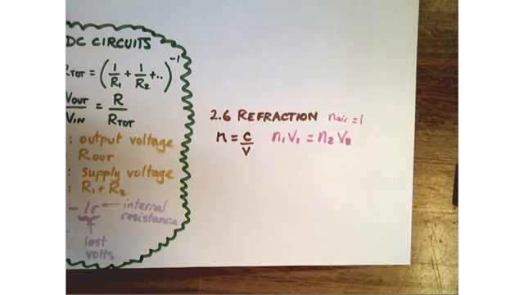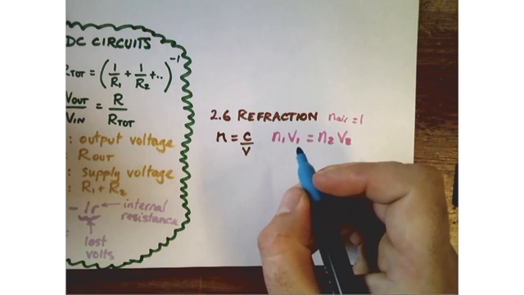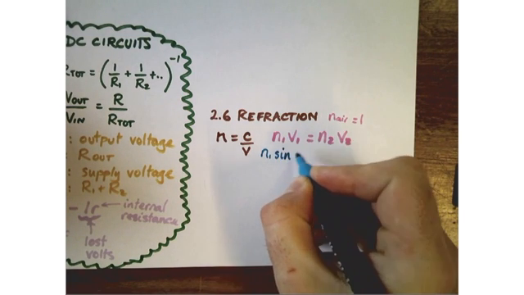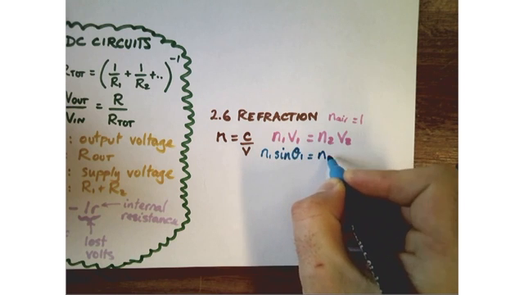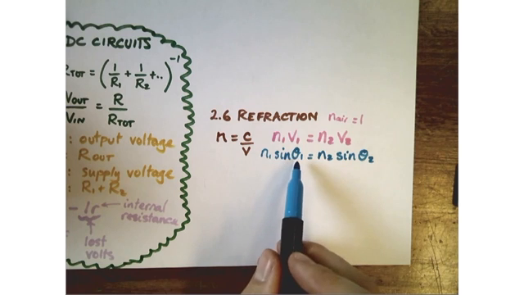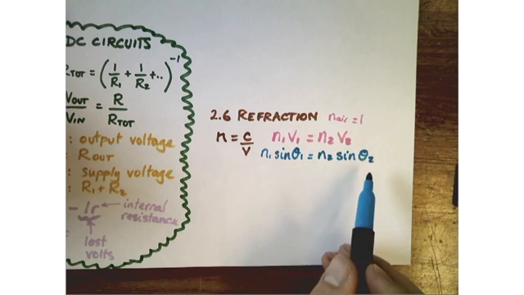N for air is 1. And then if you're given angles of refraction, then you use the other version of Snell's law. N1 sine theta 1 is N2 sine theta 2. Coming from 1 into 2 every time.